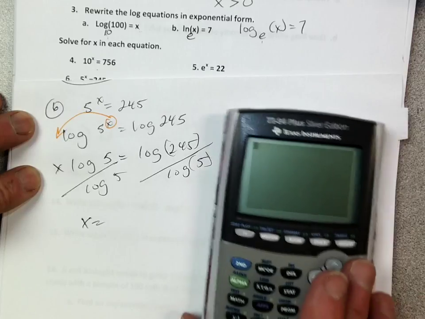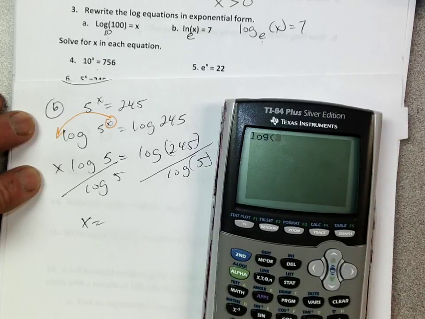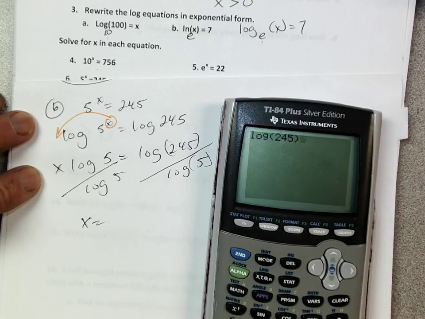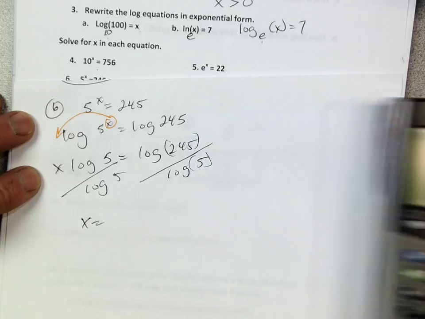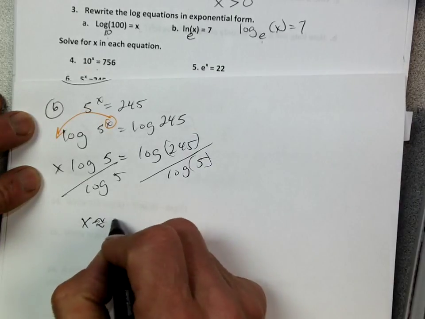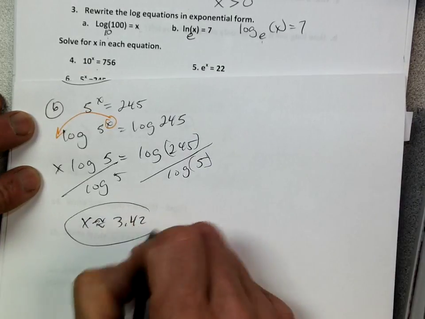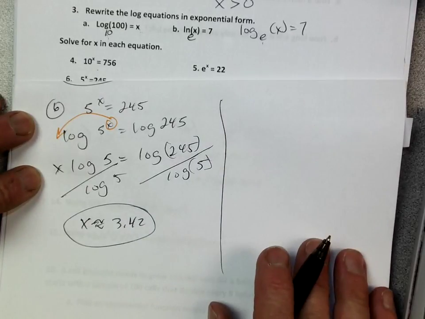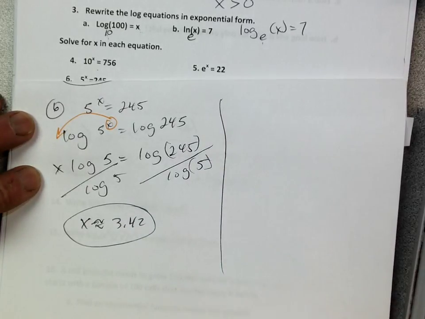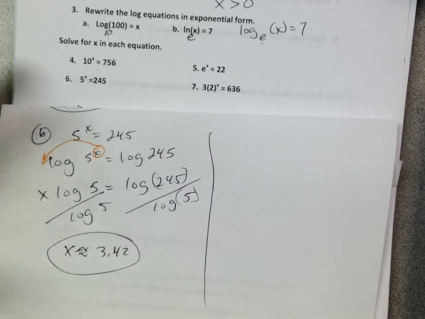So I'm just going to go log 245, close the parentheses, divided by log of 5, close parentheses, and I get an answer about 3.42, approximately equal to 3.42, okay? Not too bad? Okay, 7 is the exact same type of problem, except we just have to divide by 3 first.